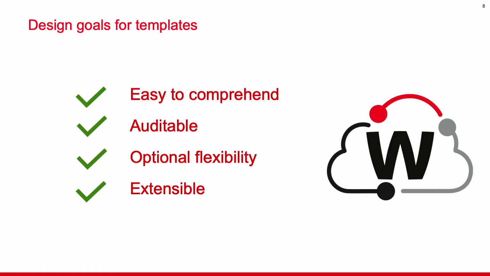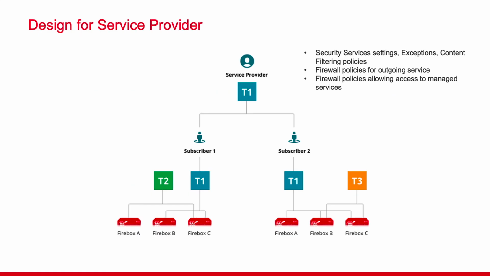So our design goals for the new templates were to make them easy to comprehend, auditable, so you could know where policy came from and who created it, give optional flexibility so it would work for different partner models, different customer types, and make it extensible so it would apply to one or very many systems. So let's look at how that is implemented. The template can define the firewall policies, including things like security service settings, exceptions, content filtering policies. That could include firewall rules for outgoing services, or firewall rules or policies allowing access to managed services.